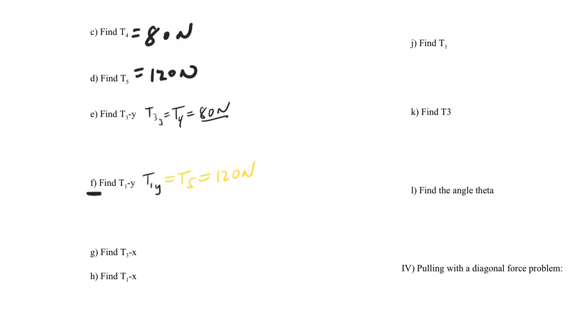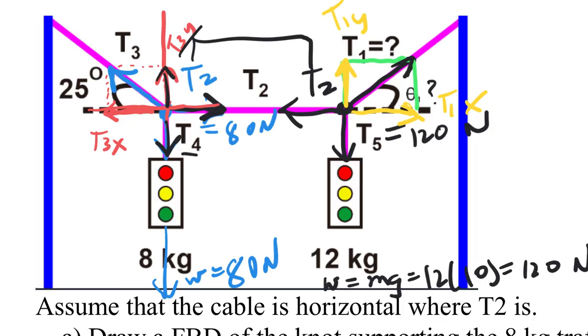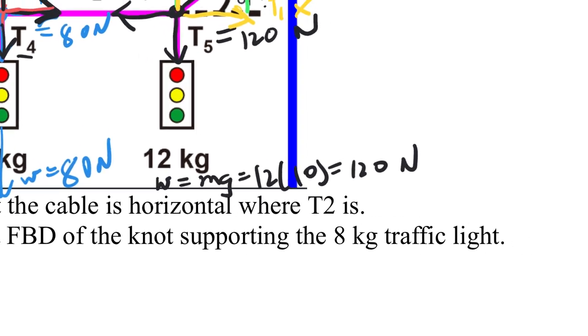Okay, the next thing I really want to do, I got these out of order. After I did letter F, I want to go over here and change that to letter G. So T3. I'm trying to find T3. I know T3Y, this one, and I know the angle, 25 degrees. So I can use a trig equation.